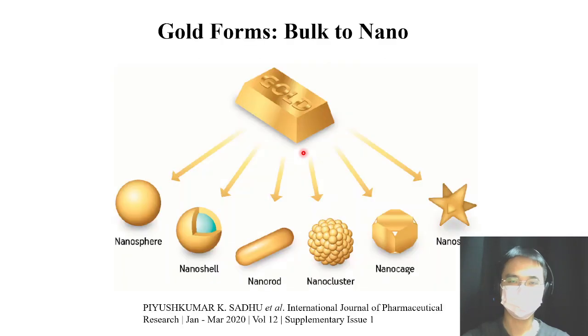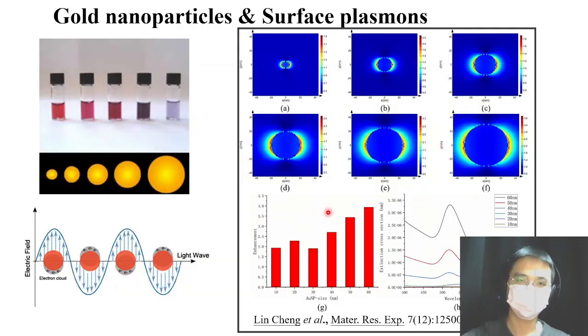First I want to introduce my material, gold. This is bulk gold, and we need to put the bulk into nano. For nano we will have a lot of different shapes and sizes, like nanosphere, nanoshell, nanorod, nanocluster, nanocage, or nanostar. First I want to talk about nanoparticles.